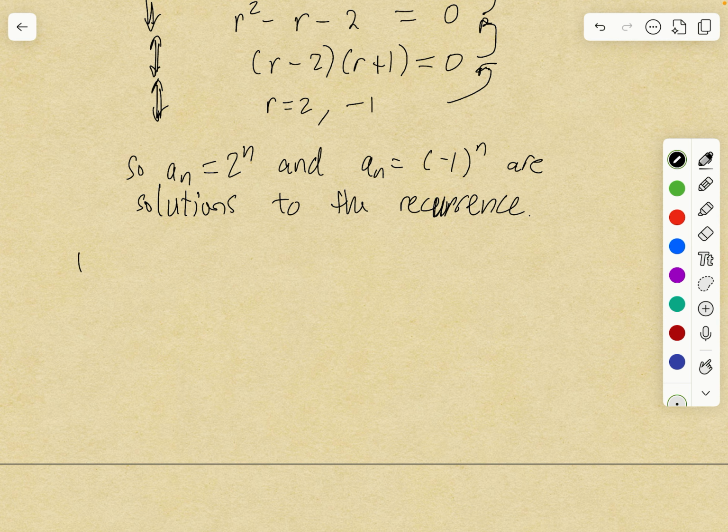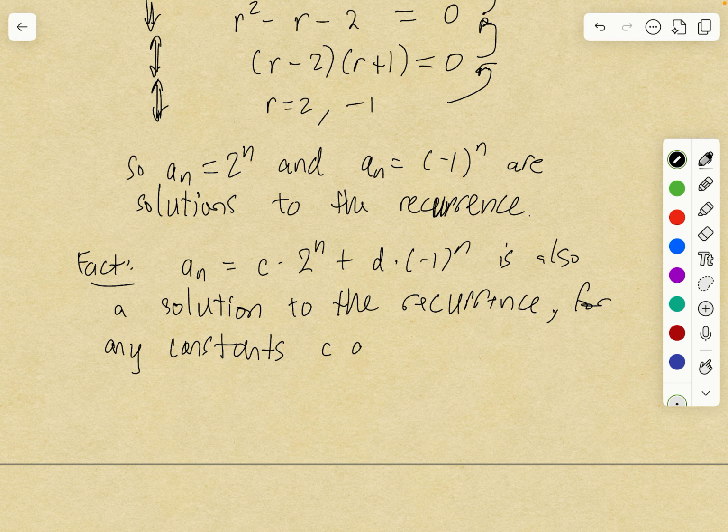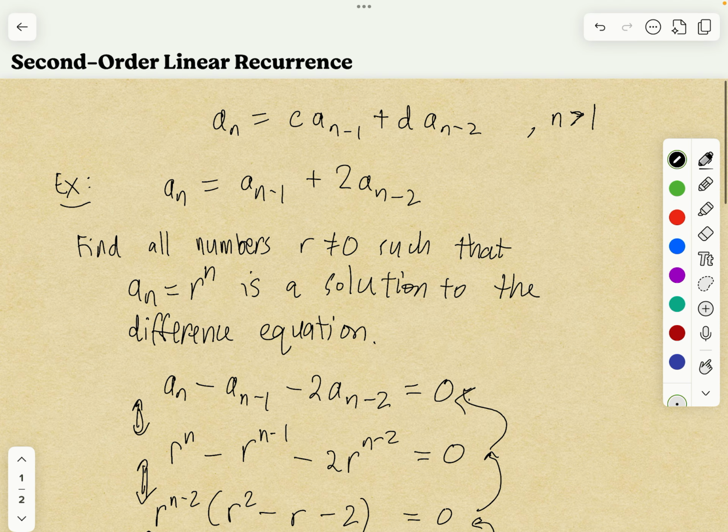Now it turns out that if you take any constant times 2 to the n plus any constant times negative 1 to the n, that is also a solution. So c times 2 to the n plus d times negative 1 to the n is a solution to the recurrence for any constants c and d. By the way, the c and d are not the same as the c and d that I wrote above.